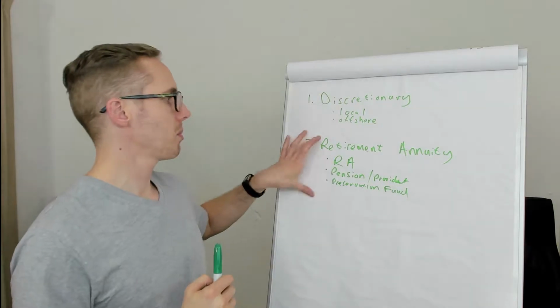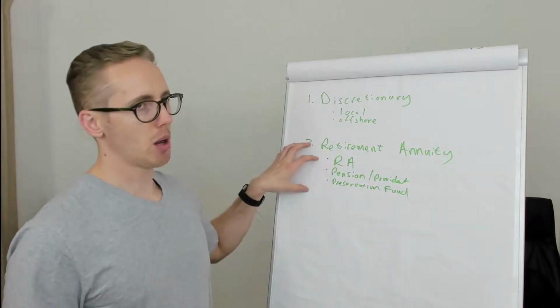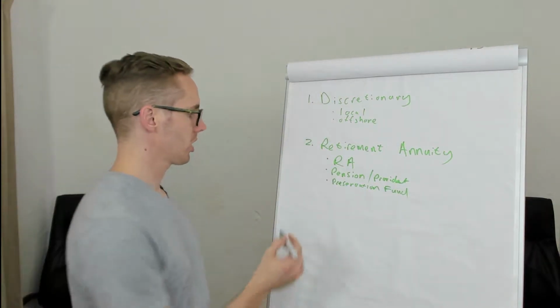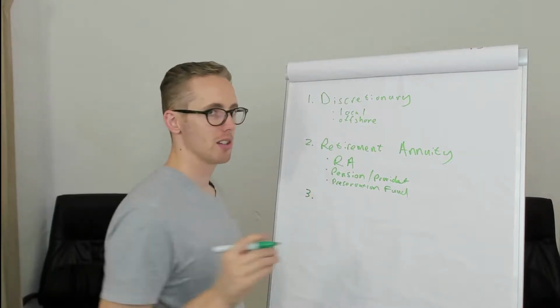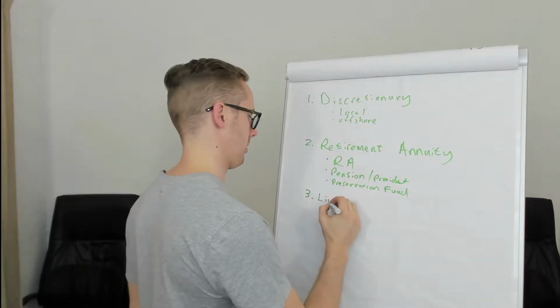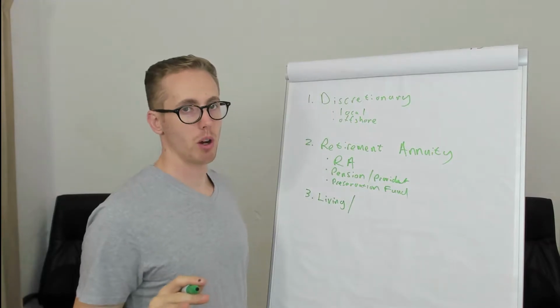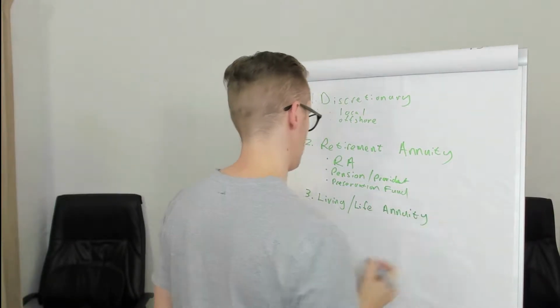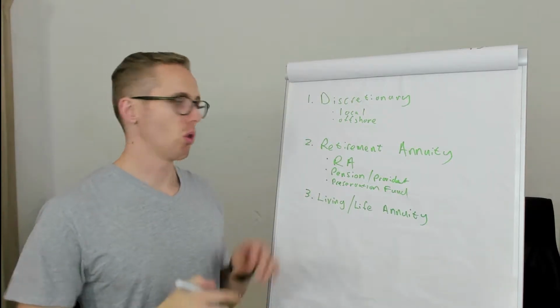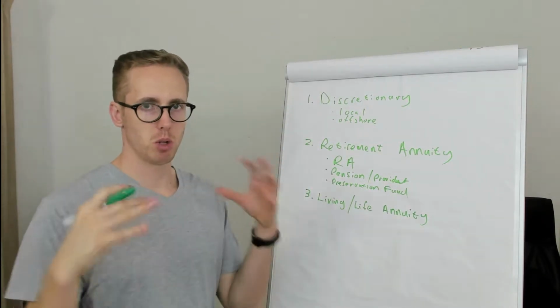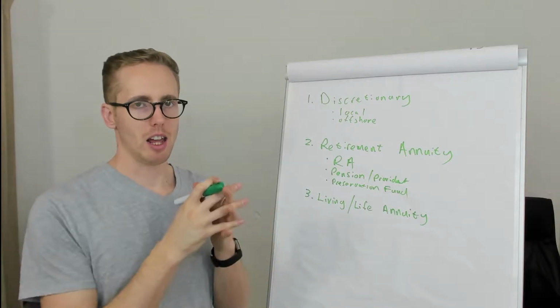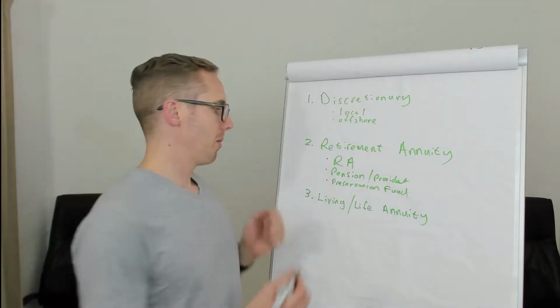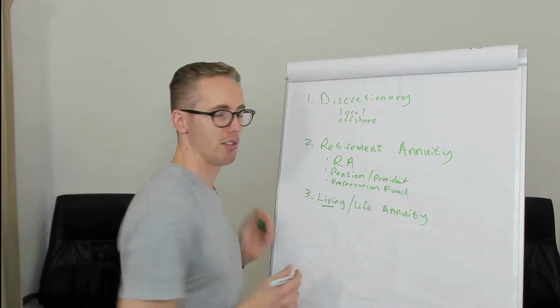Next thing, what happens when you do retire one day? These retirement savings need to go into a new structure. That is a living annuity, or otherwise also a life annuity. Okay, what that is: your accumulated retirement savings put into another product or structure that is able to pay you out a monthly income.